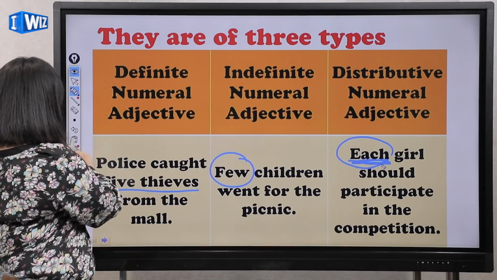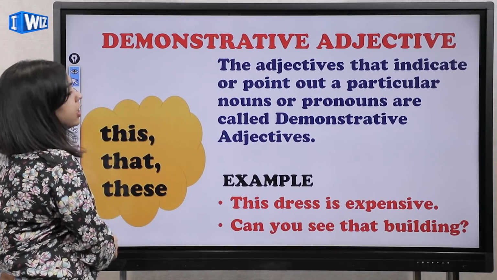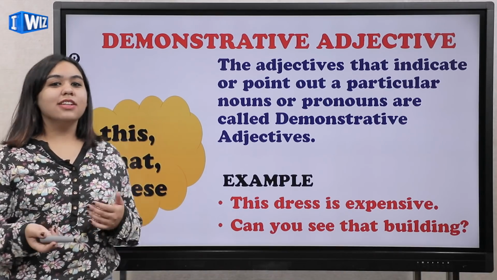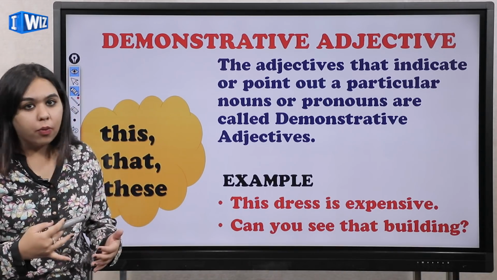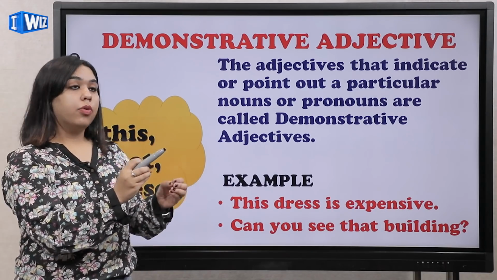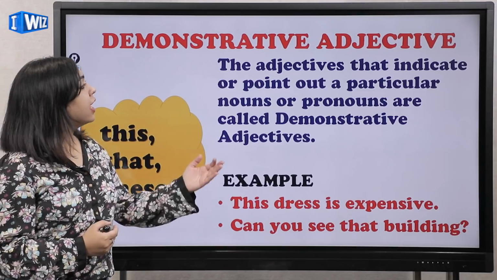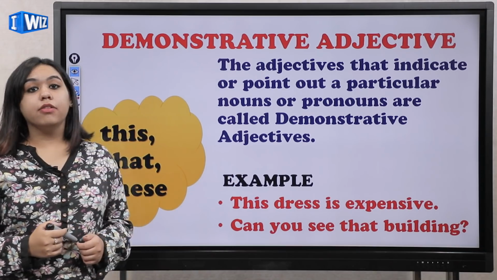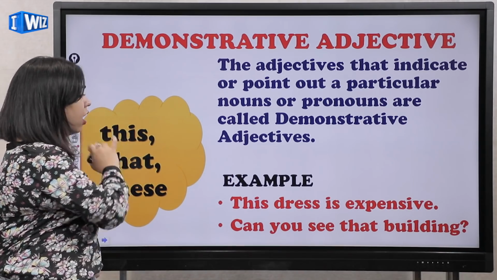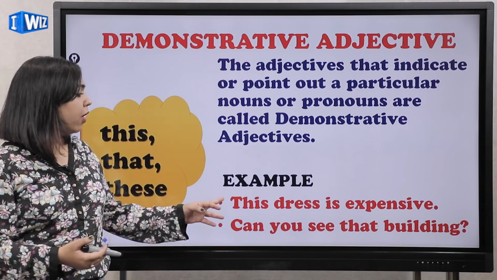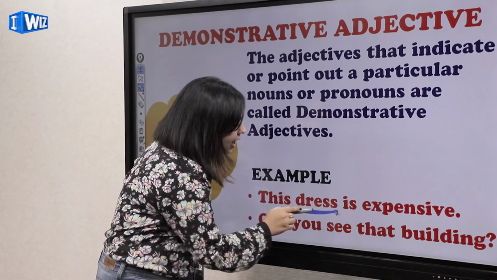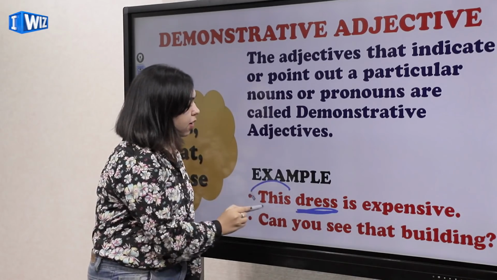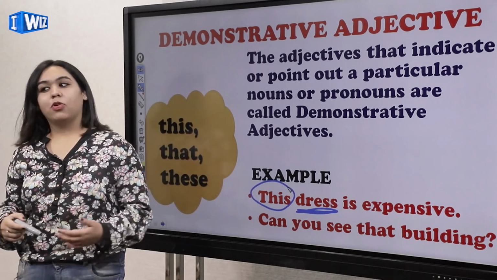Let's move on to our next type of adjective, the demonstrative adjective. As the name suggests, demonstrative means to show, something that points out. Let's read the definition. The adjectives that indicate or point out a particular noun or pronoun are called demonstrative adjectives. The example is, this dress is expensive. I'm talking about the dress, but I am demonstrating, pointing out and saying that this dress is expensive. So this here will be the demonstrative adjective.